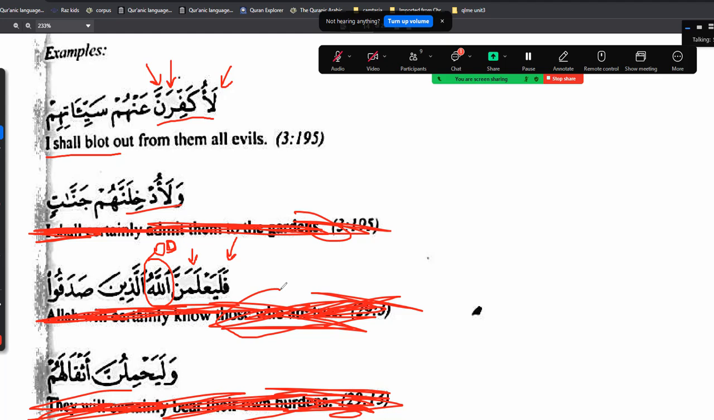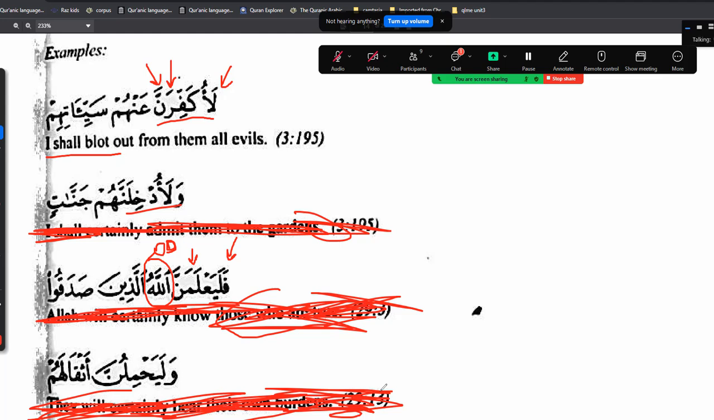Fala ya'lamanna, right? So this is singular because the meem has a fatha and the outside doer is the word Allahu. Fala ya'lamanna Allahu. Allah will surely, definitely, certainly know those who are true. Okay, MashaAllah. Very good, sisters. You're doing amazing, MashaAllah.